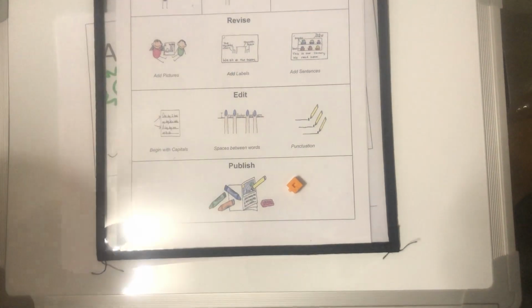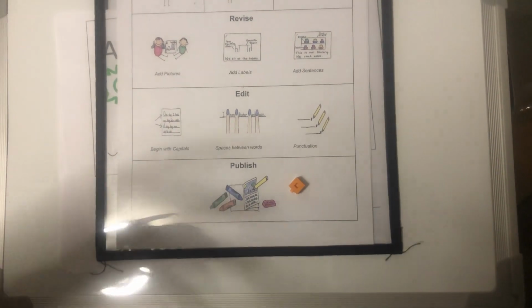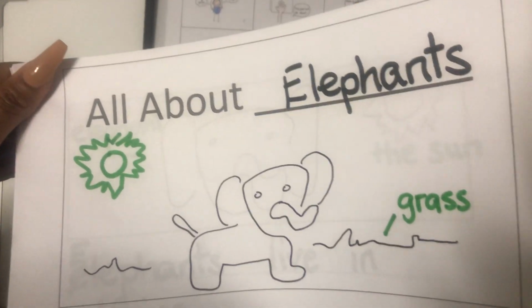And when we publish, we think about putting our books in order, and it is, with all our details. So we staple our booklet, and you can add color.